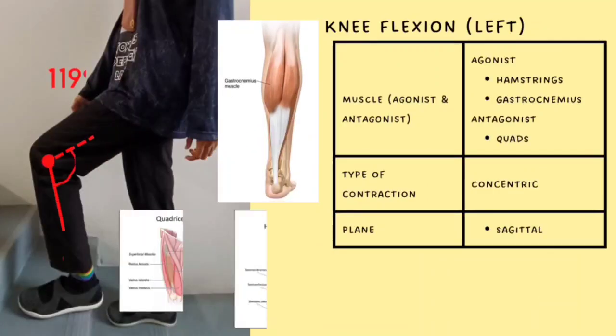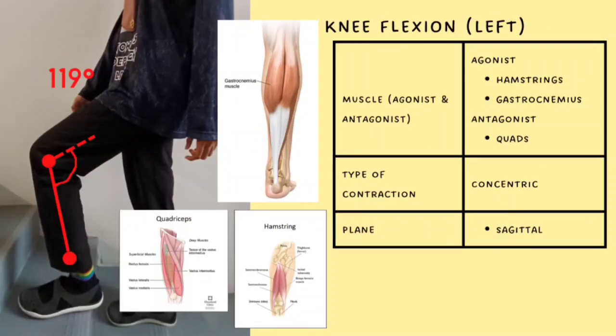For knee flexion, the right knee range of motion is 190 degrees in flexion. The agonist is hamstring and gastrocnemius, and the antagonist is quadriceps femoris. It is all concentric, in which the muscle tension rises to meet the resistance, then remains stable as the muscle shortens.